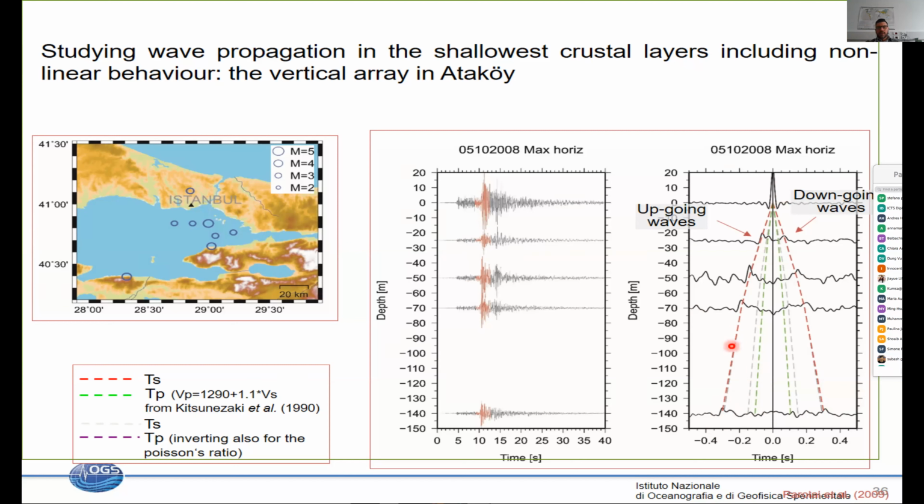In red, I indicate the theoretical travel time for the shear waves in the borehole that we know from the independent geophysical investigation. And you see, the peaks are in good agreement with the theoretical expected position of the arrival of the shear waves. In green, this is the theoretical arrival for the P waves. But you see, the P waves here are not very clear because we are mainly analyzing the horizontal component of motion, which is dominated by the shear waves.